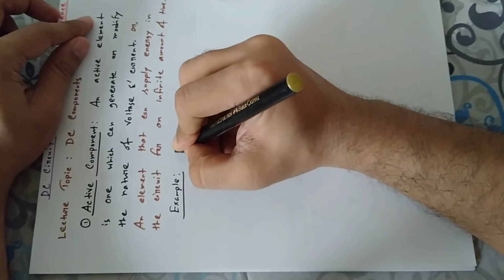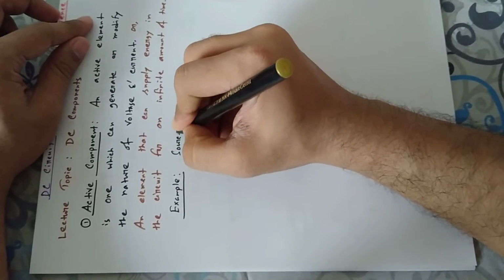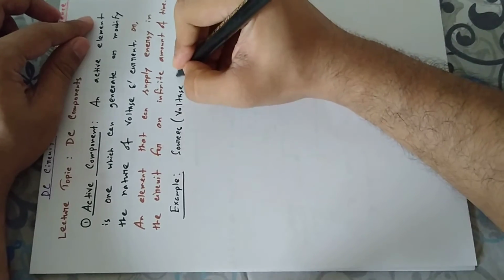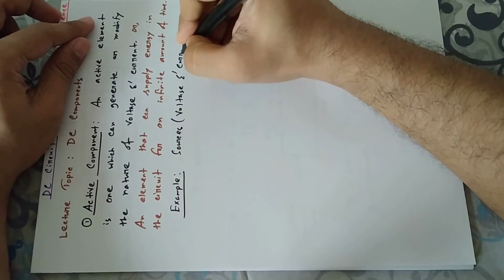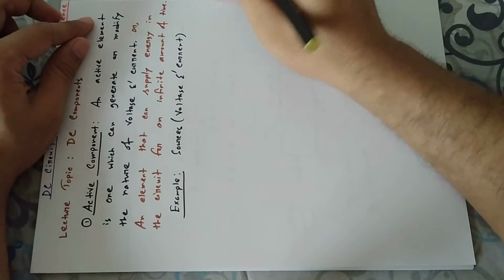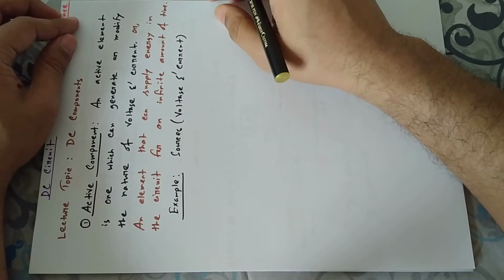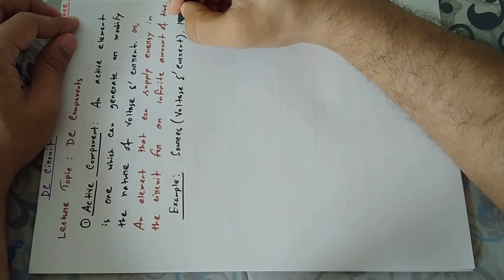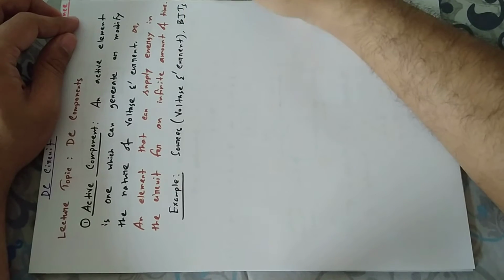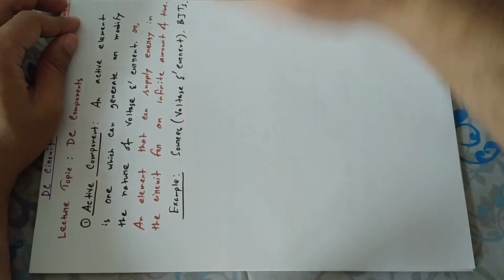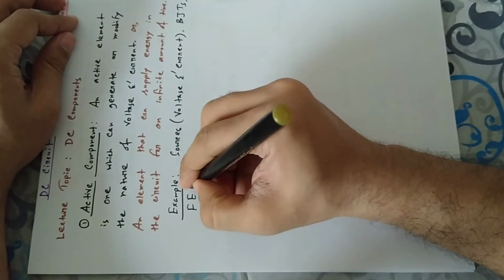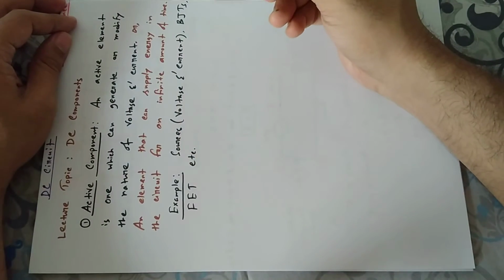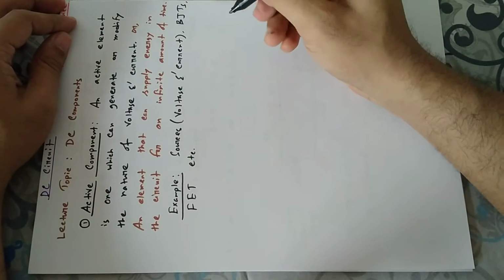Examples are sources like voltage and current. Any voltage source or any current source is known as an active component. Then BJTs, bipolar junction transistors, then FET, field effect transistors, etc. These components are known as active components.